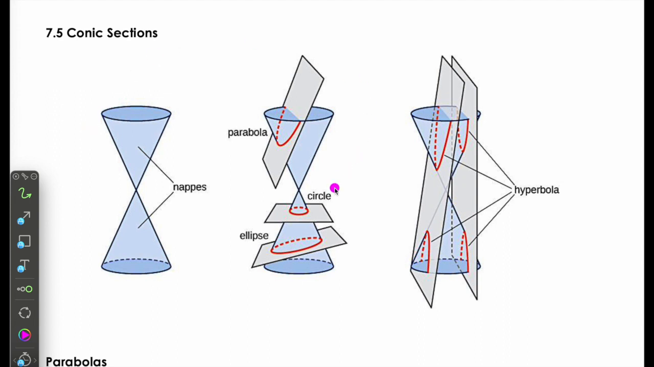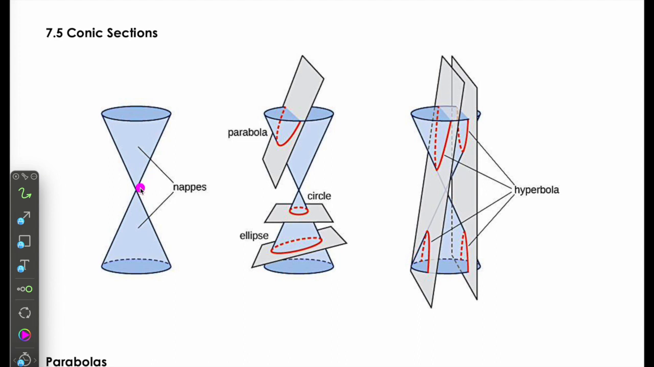In this last section, we're going to talk about conic sections. Conic sections get their name because they're created when you intersect a plane with a cone. And then you get these shapes here that are highlighted in red. And these are your conic sections.